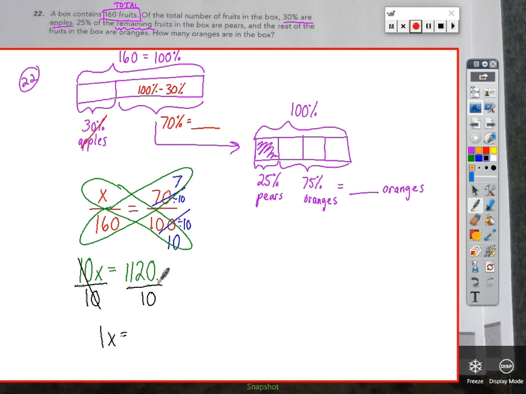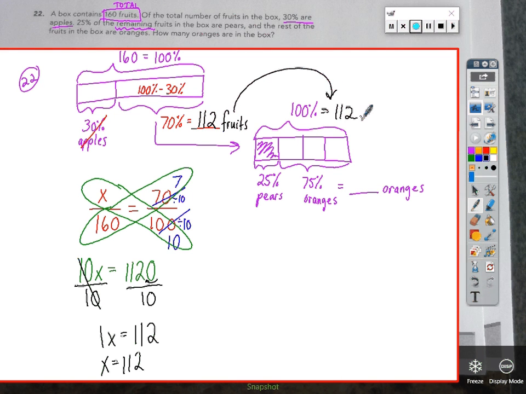Okay? 10 goes into 1,120. It's going to move this decimal one time, if you remember. If you don't believe me, you can actually set up the long division. But we've been talking a lot about these mental math strategies, haven't we? So here I get 1x equals 112. What does that mean to me? Well, if I clean it up a little bit, that means that the unknown piece from the first bar model is 112. Well, that's right here. There are 112 fruits that were not apples. I'm going to take this 112 and plug it in over here.